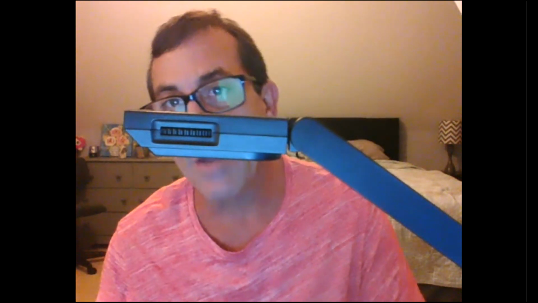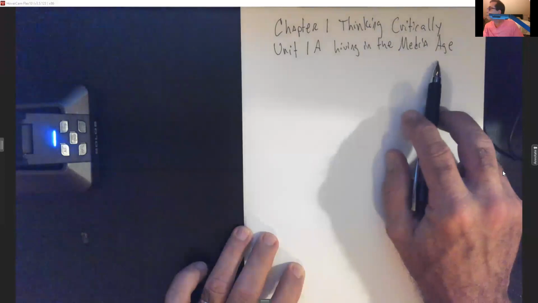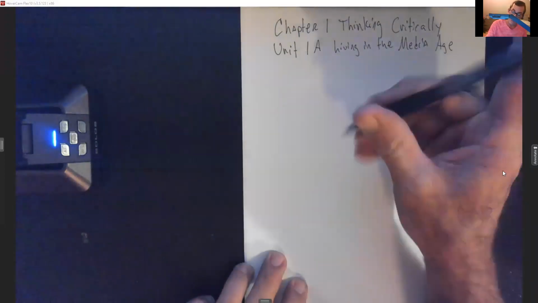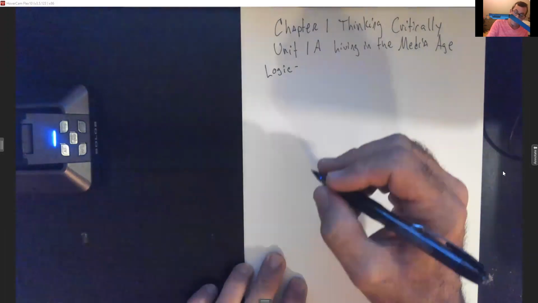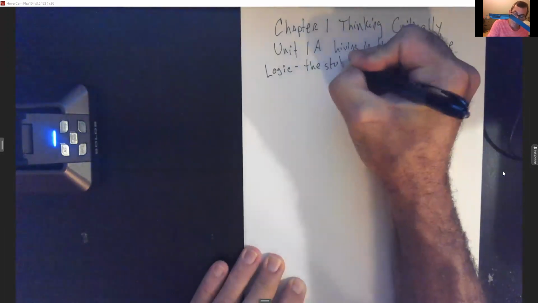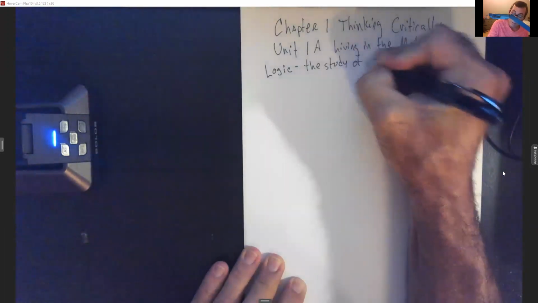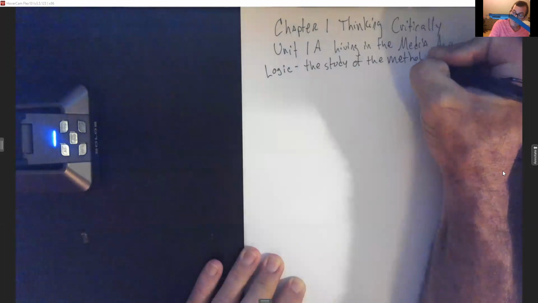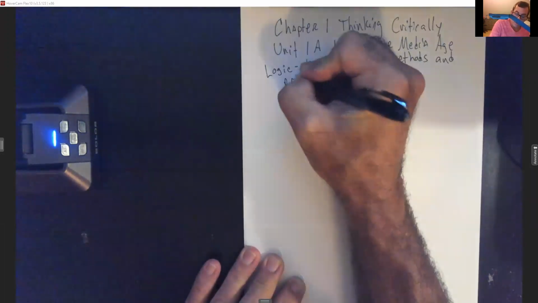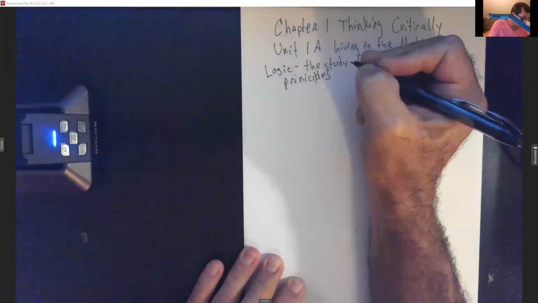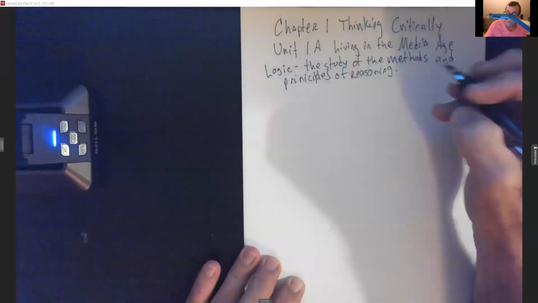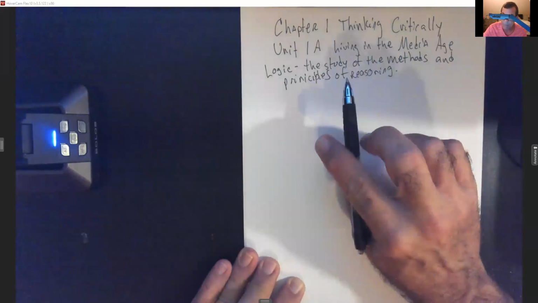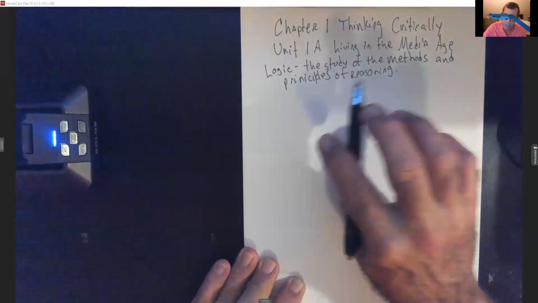All right, so now you should see my writing pad. It says Chapter 1, Thinking Critically, and Unit 1A, Living in the Media Age. So here we go on some definitions. First definition is logic. Logic is the study of the methods and principles of reasoning. Sort of like your ability to think things out and tell if they are true or not. You know what I'm saying? Do they make sense?